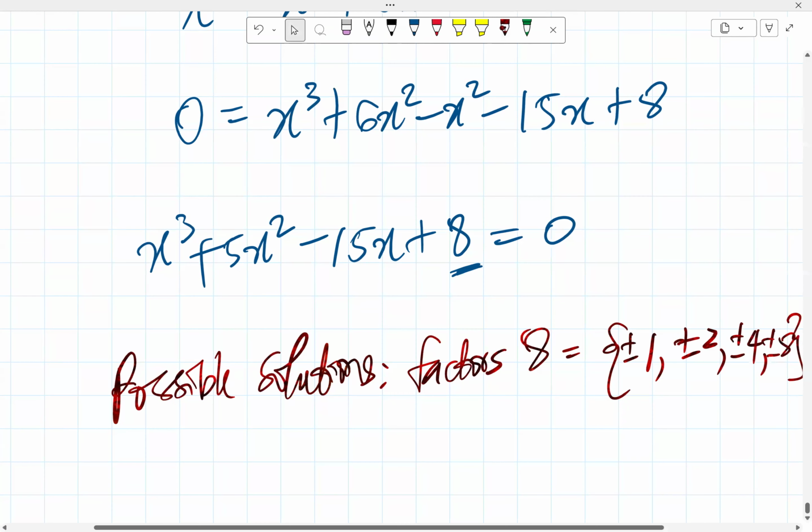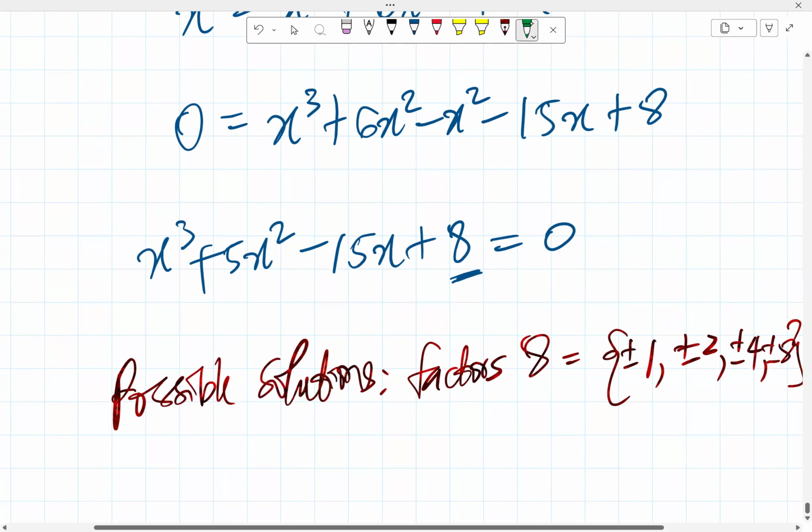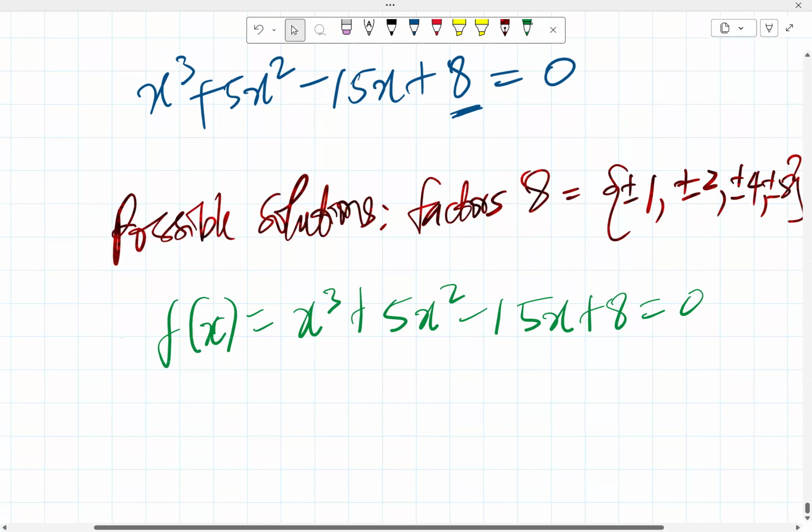But we start with the small ones. So we try 1. Now we have f of x equal to x cubed plus 5x squared minus 15x plus 8. So we try 1, right? So f of 1 equals 1 raised to power 3 plus 5 into 1 squared minus 15 into 1 plus 8.